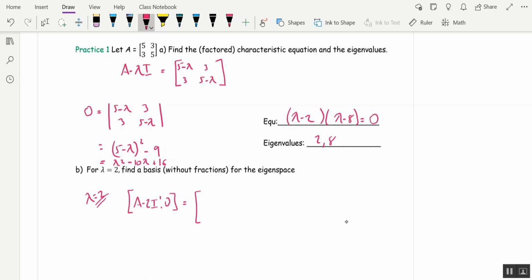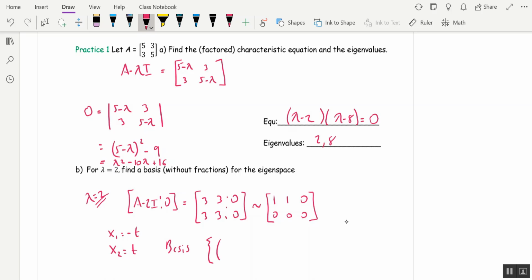So I go up here to my A minus lambda I, and I put in lambda equals 2. And I see I get 3, 3, 3, 3. Augment with 0. And then I go ahead and reduce, which is a one-liner: 1, 1, 0, 0, 0, 0. So x2 is free. x1 is negative x2, so negative t. So I have no fractions anyway, so I'm just going to take as my basis vector negative 1, 1. And that's the minimum I want to see.